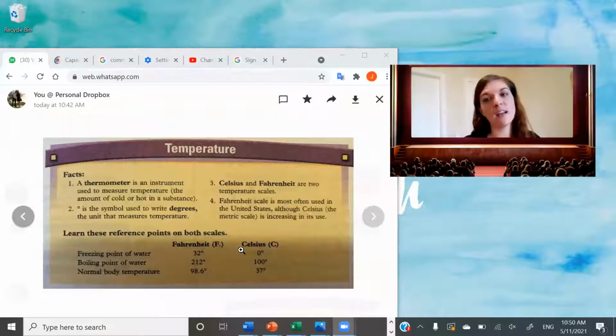Hervir. Ah, that's right, hervir. Okay. So the receta said to hervir the water before adding the oatmeal. To what temperature must she bring the water to boil it? Give the temperature in Celsius and in Fahrenheit.